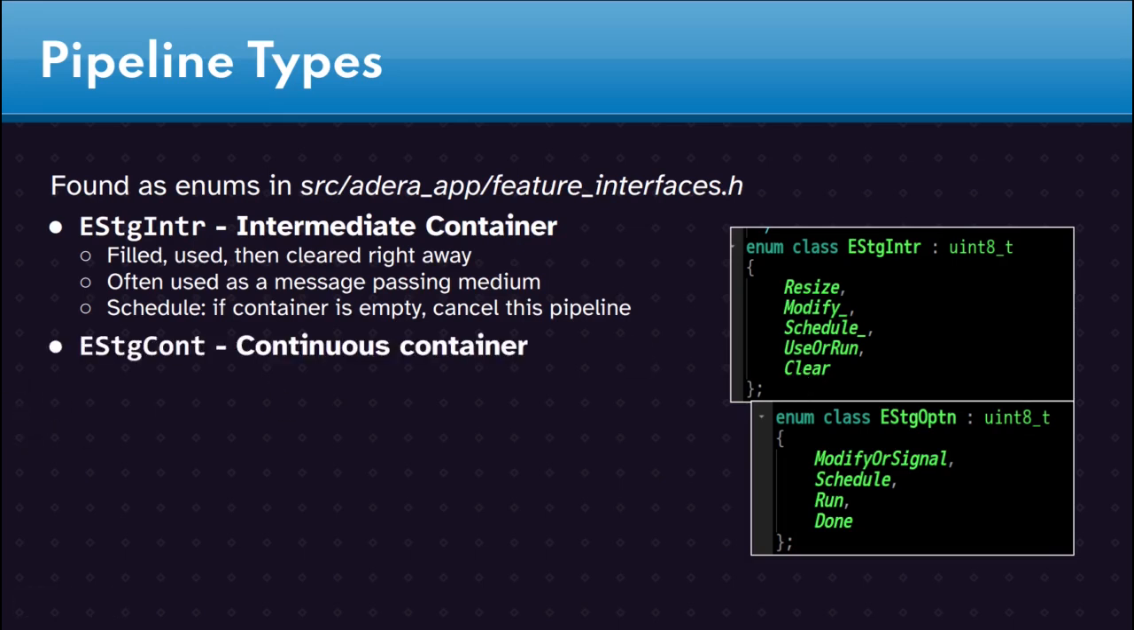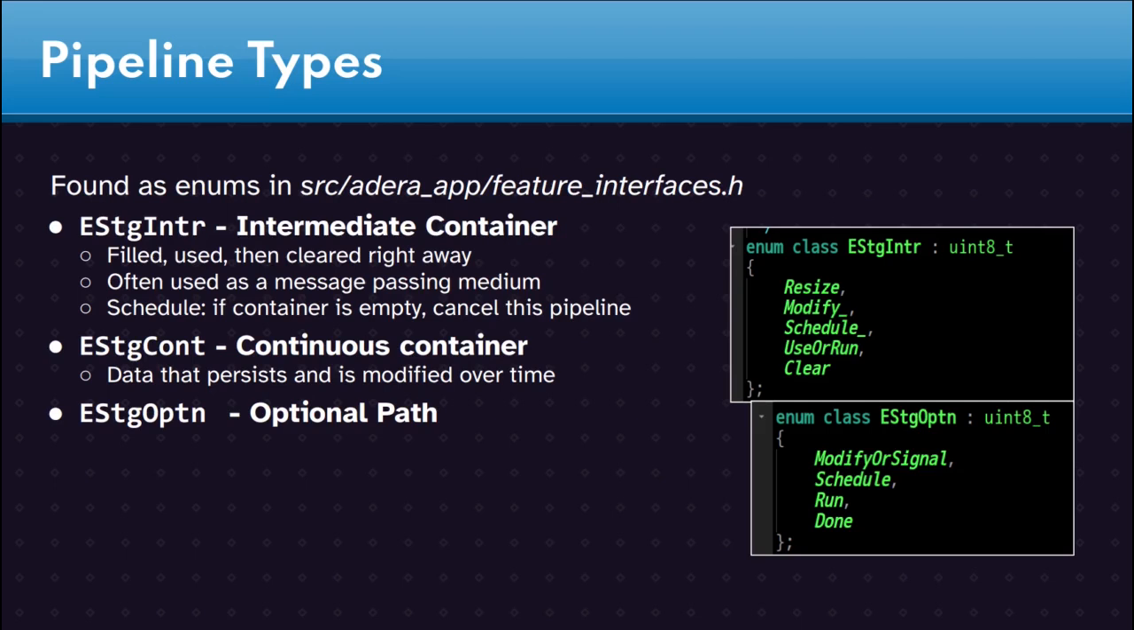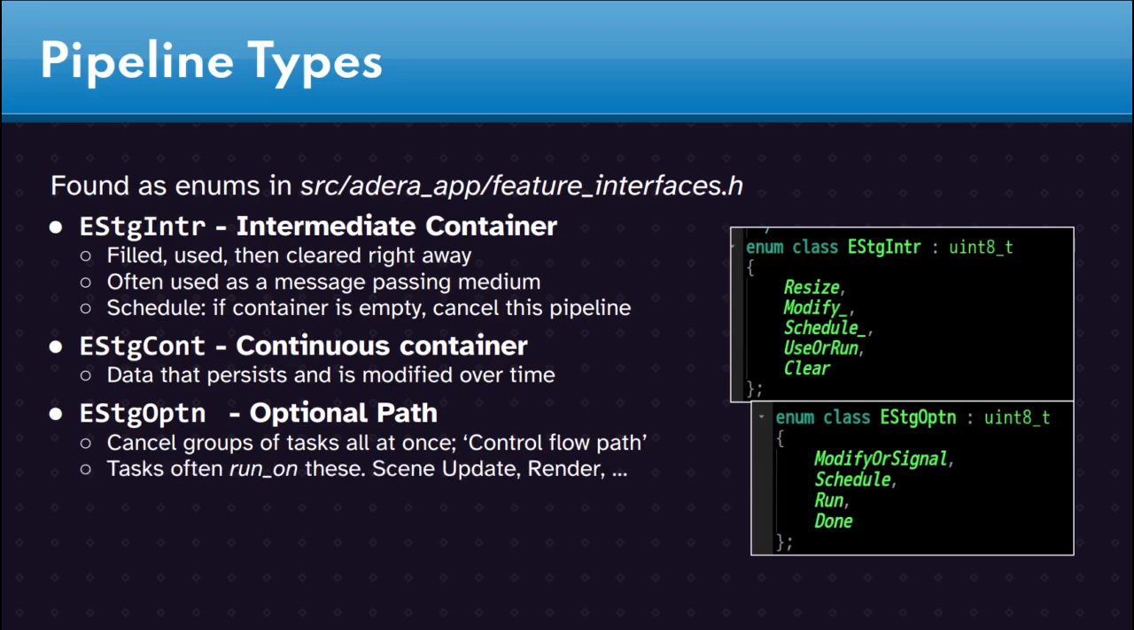There's something called a continuous container. You kind of saw this in a previous example as well. This controls access to data that persists and is modified over time, so things like transforms, physics and whatnot. There's also something called an optional path right here, and this would cancel a group of tasks all at once. It's like a control flow path. Like if you have an if statement or a while loop, the group of stuff in it is a path that execution can take. Tasks would often run on these. Things like the scene update and the scene render are contained within an optional path.